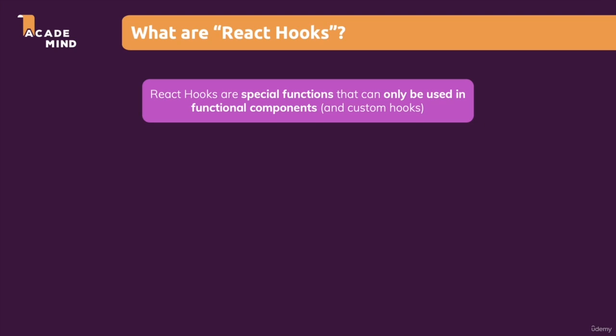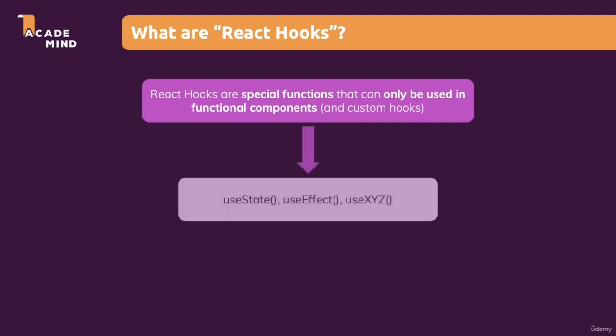Now, to mark those special functions so that you don't accidentally use them in the wrong place, they all start with the use word. The built-in React hooks are all called useState, useEffect, useRef, and so on. And if you build your own custom hooks, they also have to be named like this, as you will see later in this module.